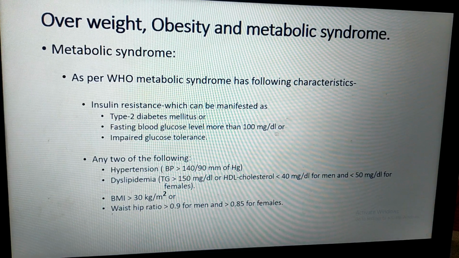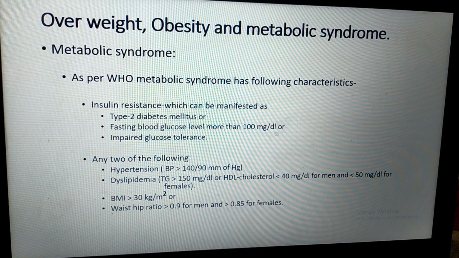So coming to our WHO criteria of metabolic syndrome, insulin resistance we have completed. If any of these three conditions is present in an individual, then we call him a patient of insulin resistance. Now along with insulin resistance, two more things a person should have to be called a patient of metabolic syndrome. These two conditions may be from the following conditions.